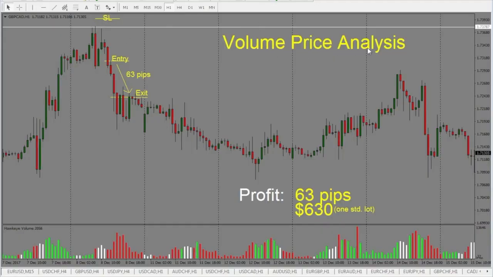Here we're looking at volume price analysis. We will use volume in combination with our price action to determine the best time to enter the trade and when to exit the trade. So this is a pound CAD 1 hour chart.